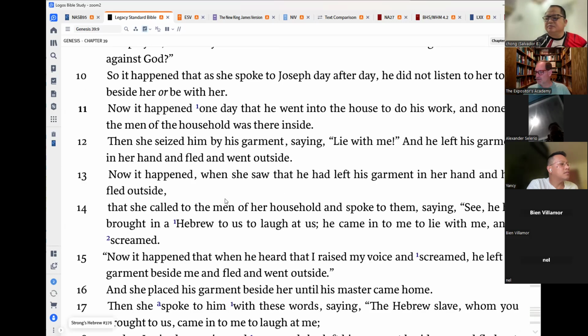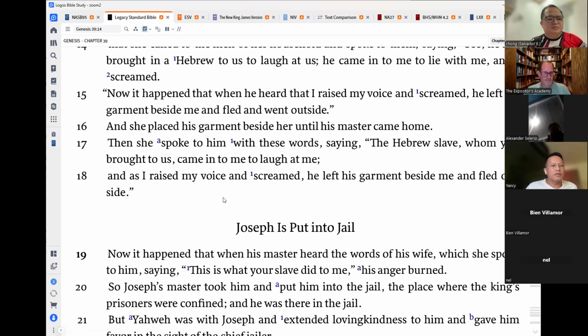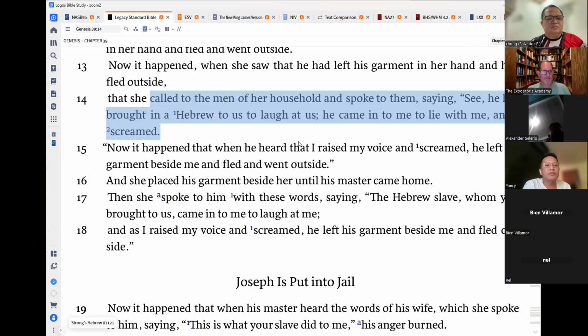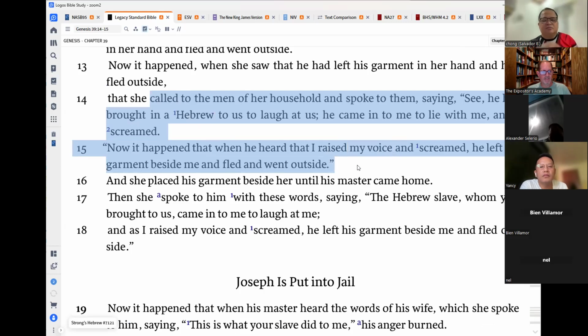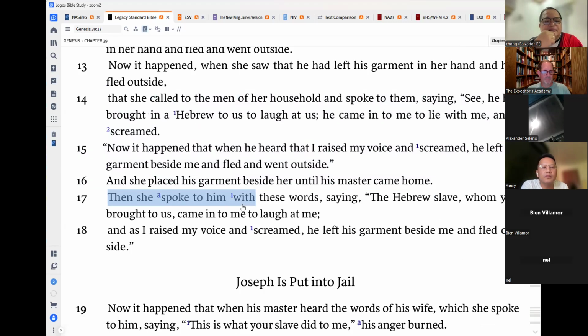And then that scene goes until, where do you guys think? Verse 19. 18. Okay, 19 is the other. Well, let's see. Okay, so she called the men of the house, told them what happened, and then it says she placed the garment by her side until the master came home. And then the master comes home.